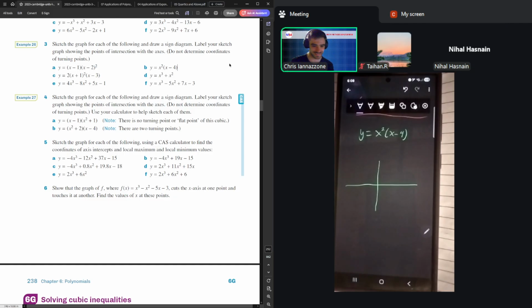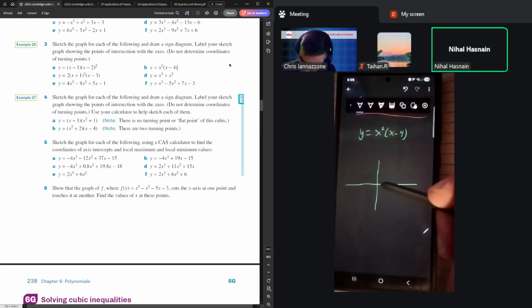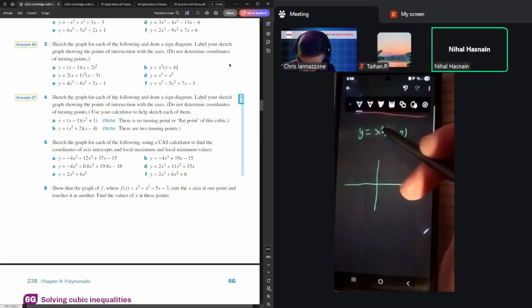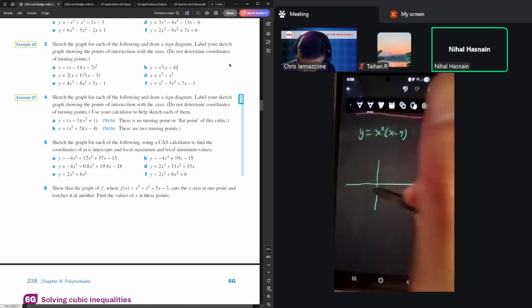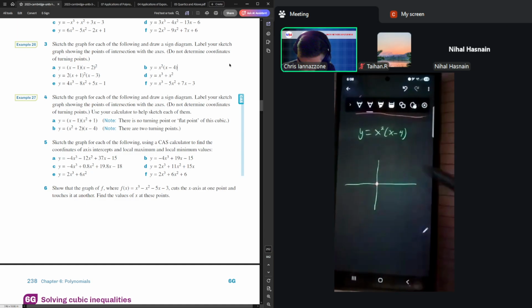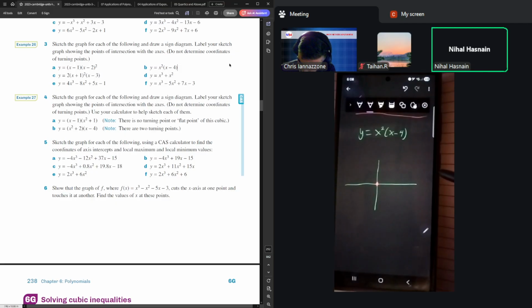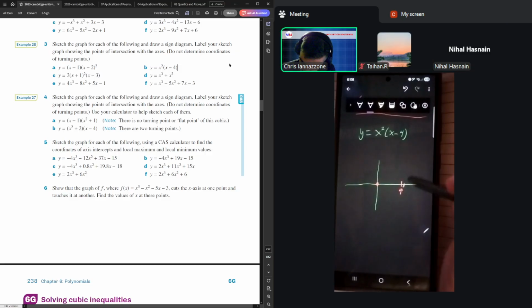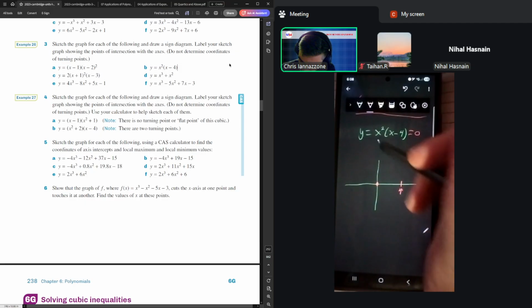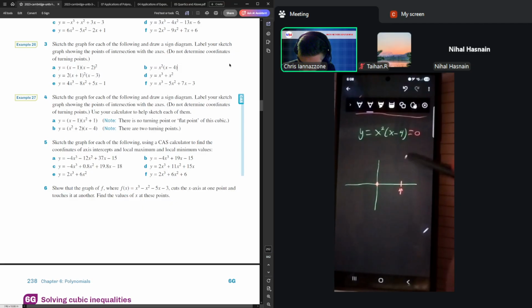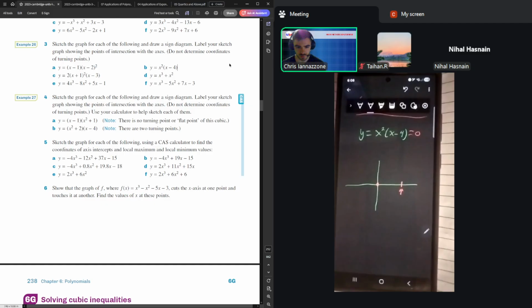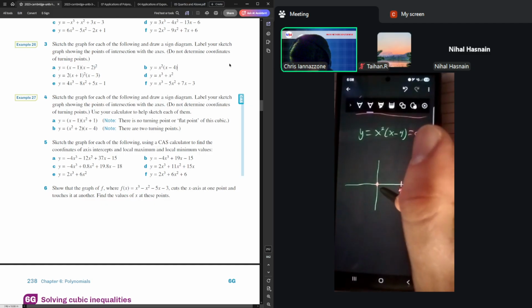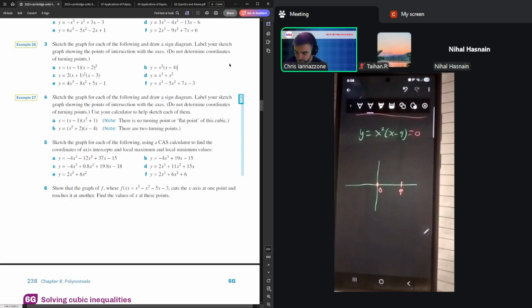So the first x-intercept is 0, which is also the y-intercept, and the other x-intercept is 4. Perfect. That was just a null factor law, right? X squared equals 0, in which case you get x equals 0. X minus 4 equals 0, in which case you get x equals 4. All right, that's x and y, actually, which is nice.